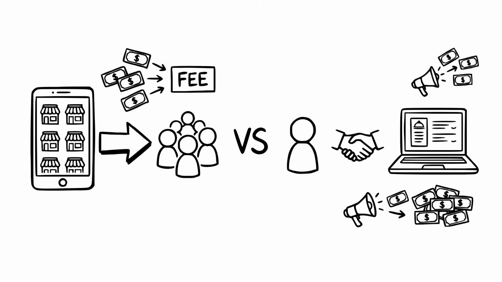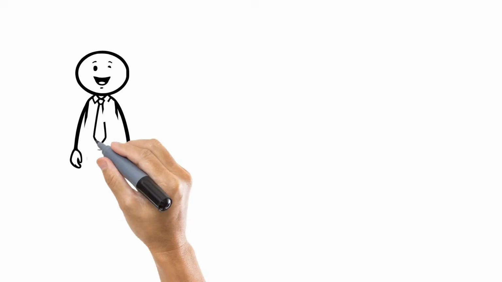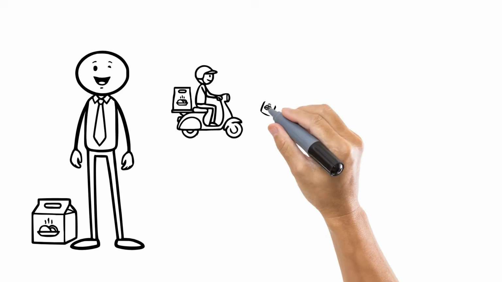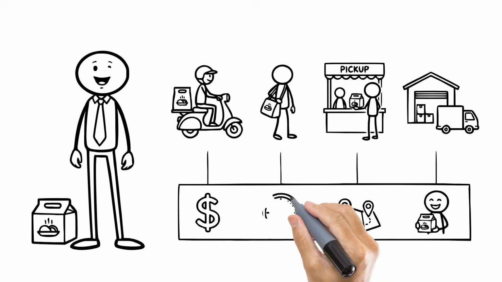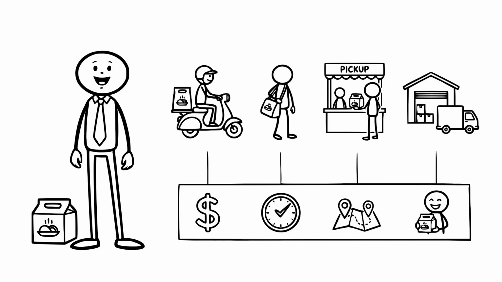Direct website orders could provide better margins and customer relationships, but you may need to spend more money attracting visitors yourself. Delivery is another important channel. You could employ your own drivers, use independent delivery partners, offer pickup locations, or outsource fulfillment. Compare each option based on cost, reliability, geographic coverage, and customer expectations.